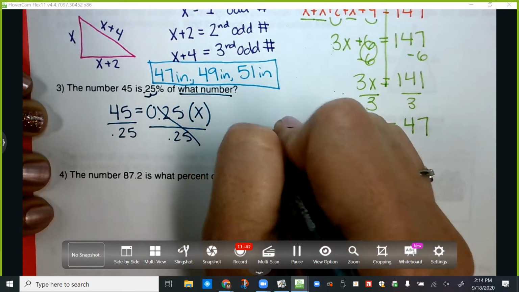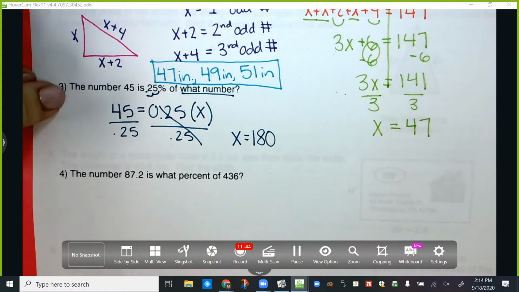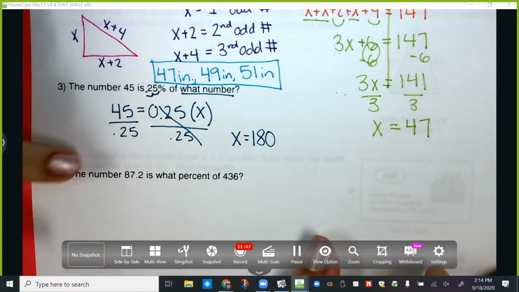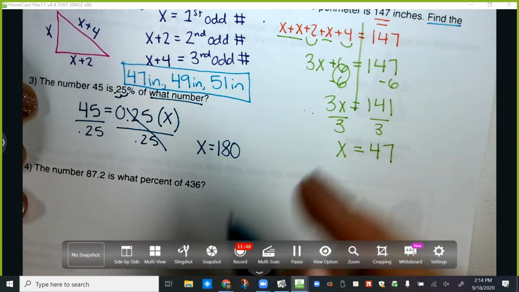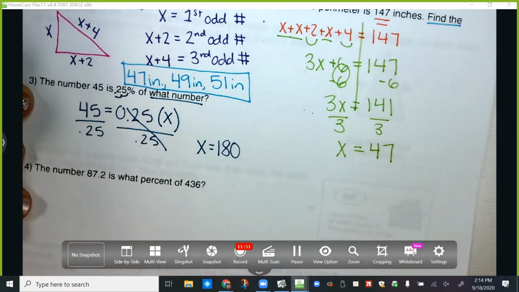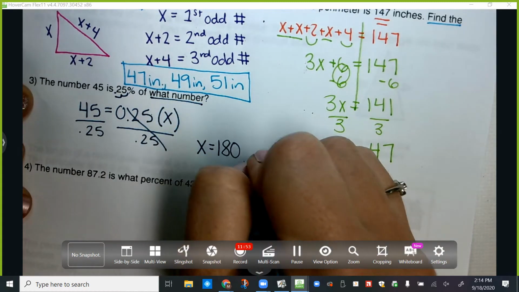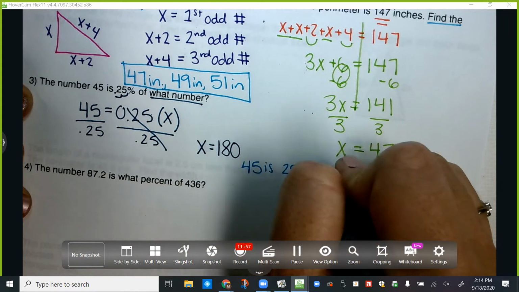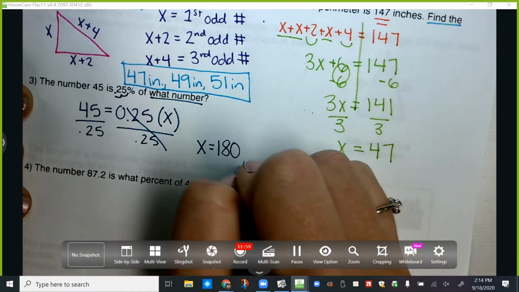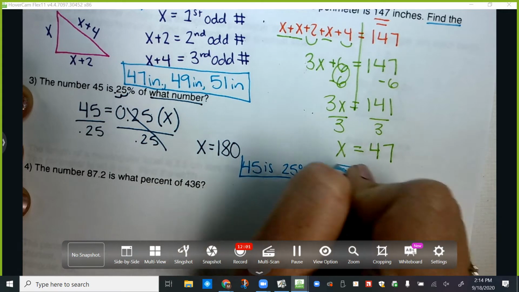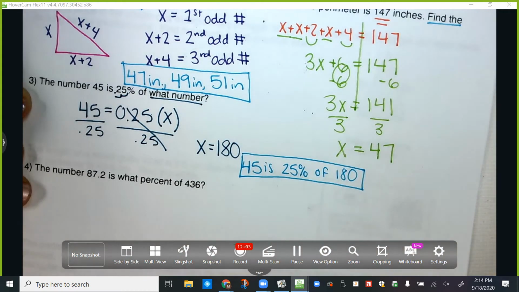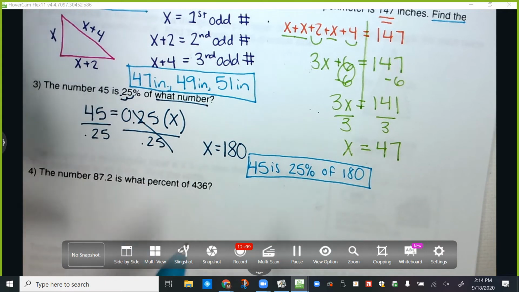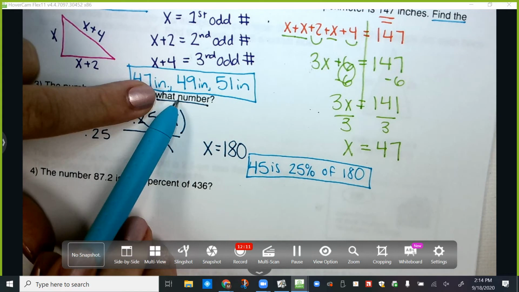Now, again, we had a word problem, so we need what kind of answers? Word answers. So 45 is 25% of 180. Will the percent always have the X? No. It depends on where it says what number.